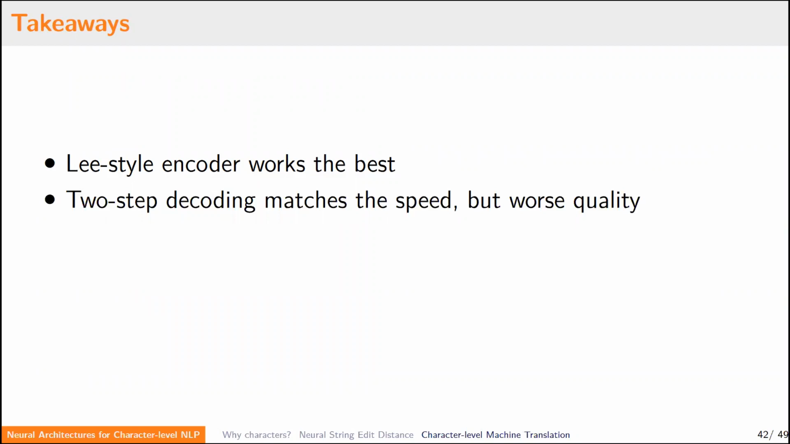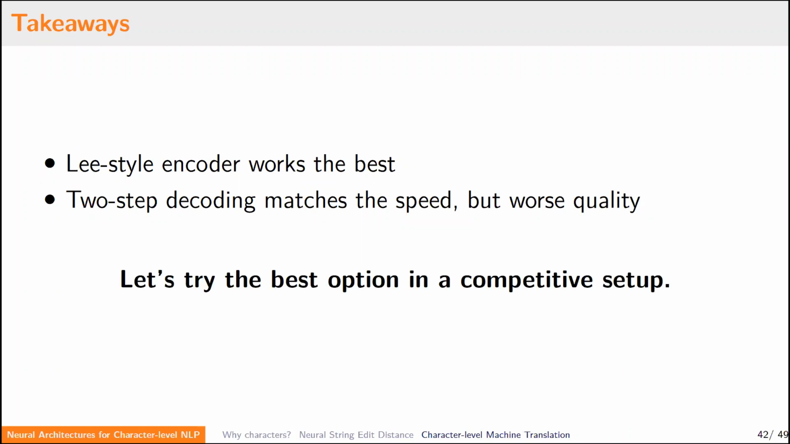So the conclusions from the experiments with the architectures is that the LSTM style encoder works the best, and the 2-step decoding matches the speed, but the quality is much worse. So we took our best architectures from these experiments and used them in a large-scale experiments with WMT data.